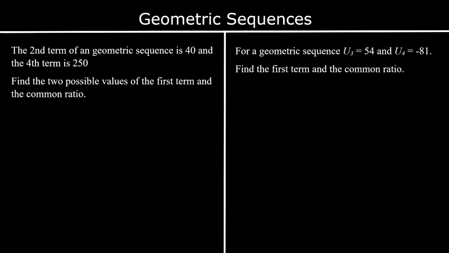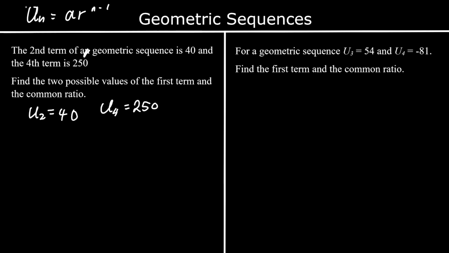The second term of a geometric sequence is 40, and the fourth term is 250. Find the two possible values of the first term and the common ratio. So the second term, u2, is 40, and the fourth term, u4, is 250. And our general rule is un is ar to the power of n minus 1.